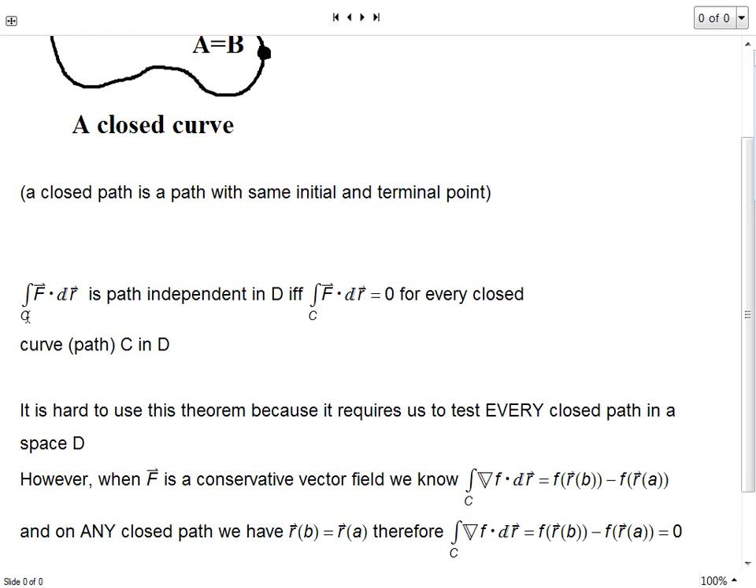The line integral over C of a vector field F dot dr is path independent in D if and only if the line integral is 0 for every closed curve. That's basically the definition we would use for path independence. What does it mean to be path independent? It means that anytime you integrate over a closed curve, you get 0. Then we'd say it is path independent.